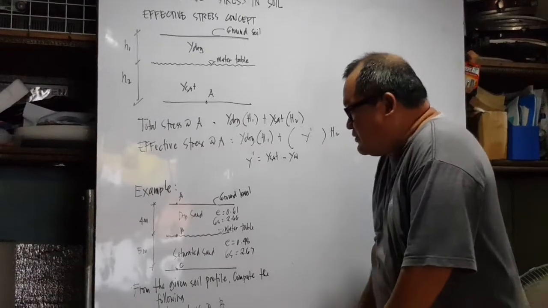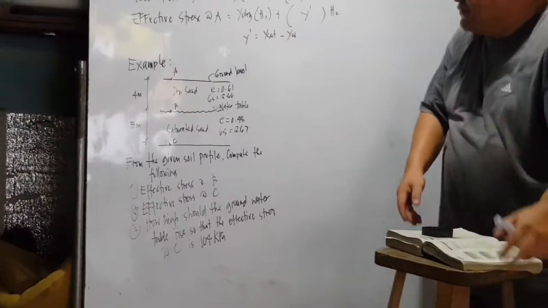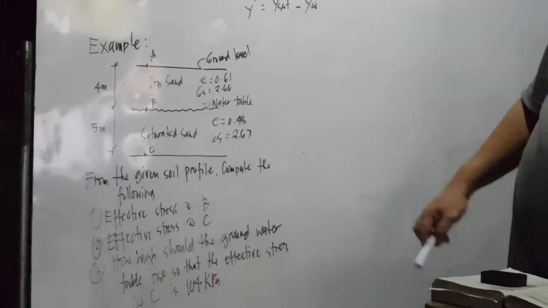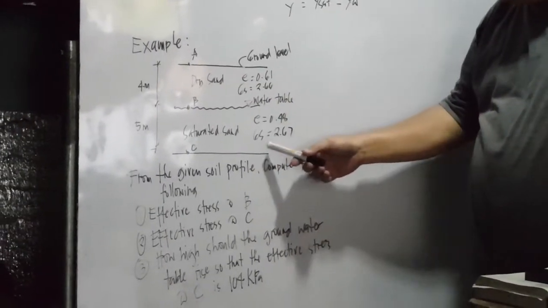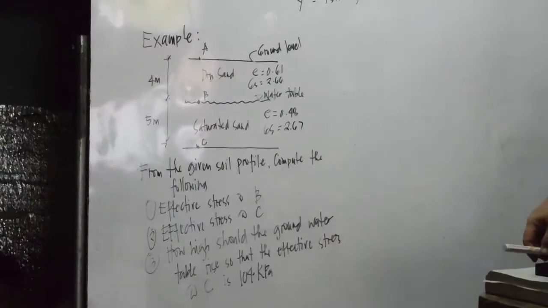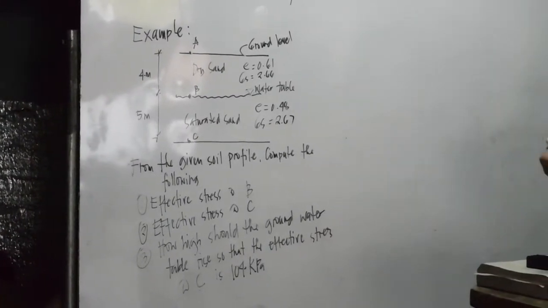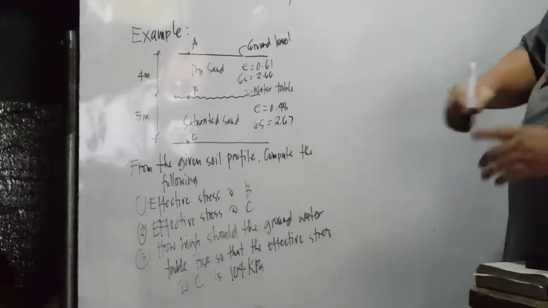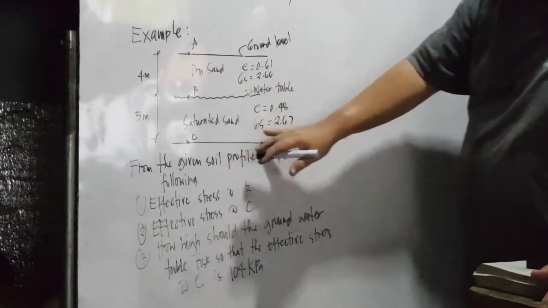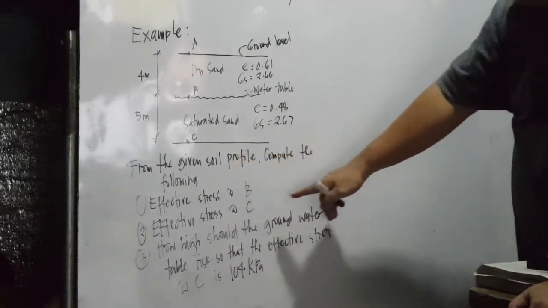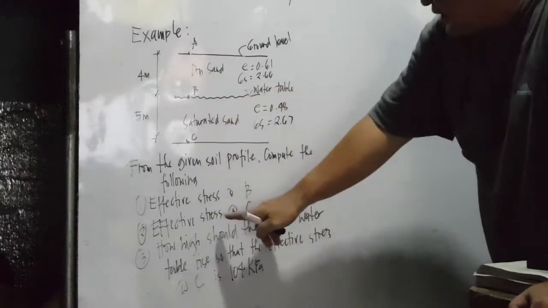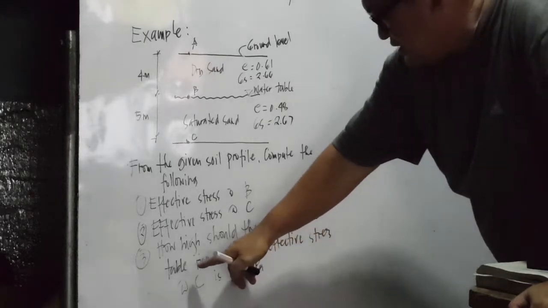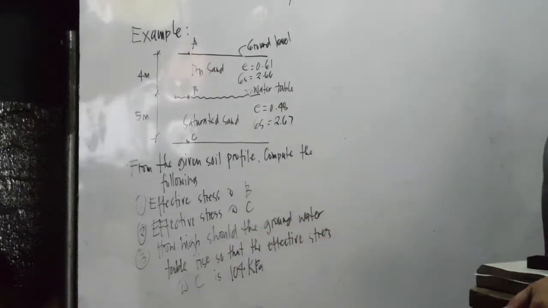So, kung paano rin ginagamit. I have two 4-meter layers, dry sand and saturated sand. Given ang E kag GS sa dalaman, so that means pwede natin ma-solve ang Y dry kag ang Y sat. The problem: given the saturated E and GS, compute the following. Effective stress at B, effective stress at C, and then how high should the groundwater table rise so that the effective stress at C will be 104.